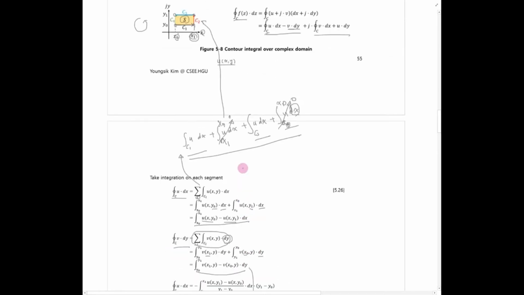And C4 changes from y1 to y0. So the integration direction is y1 to y0. And at this moment, x remains constant at x0. So this should be x0. We take the integration along y. So similarly, we can find this result. That result can be rewritten, for the same reason, as a double integration or area integration by changing this one. So this is another result of Green's theorem.